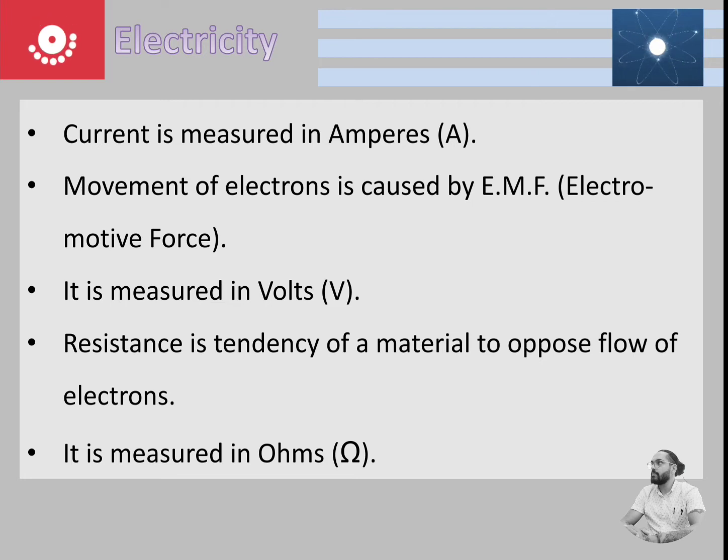The movement of electrons is caused by an EMF. EMF stands for electromotive force, and this EMF is measured in volts. Resistance is a tendency of a material to oppose flow of electrons, and this resistance is measured in ohms. Later on in this video, we are going to understand the relationship between current, voltage, and resistance.